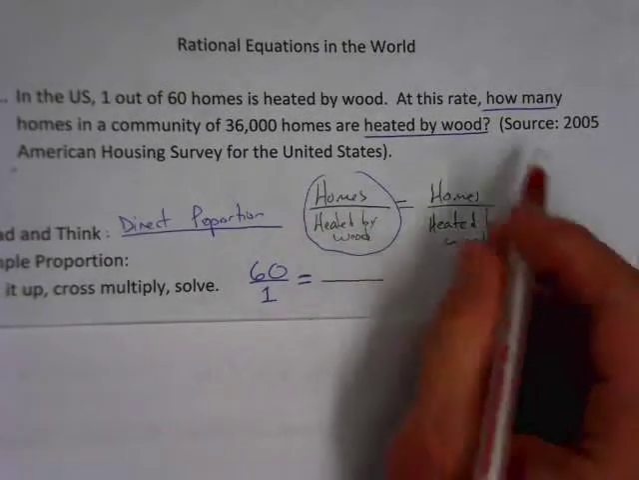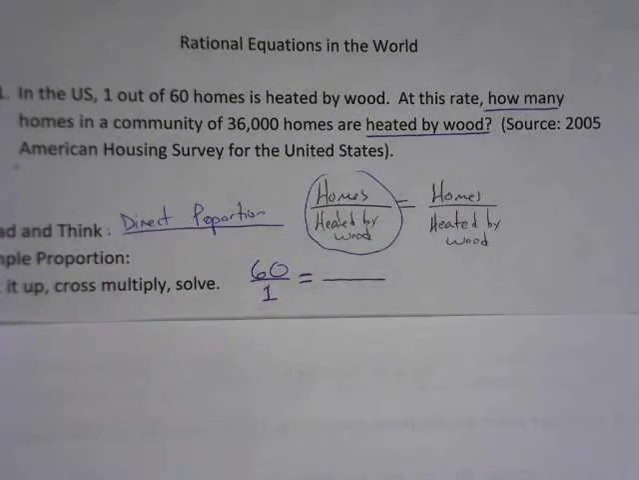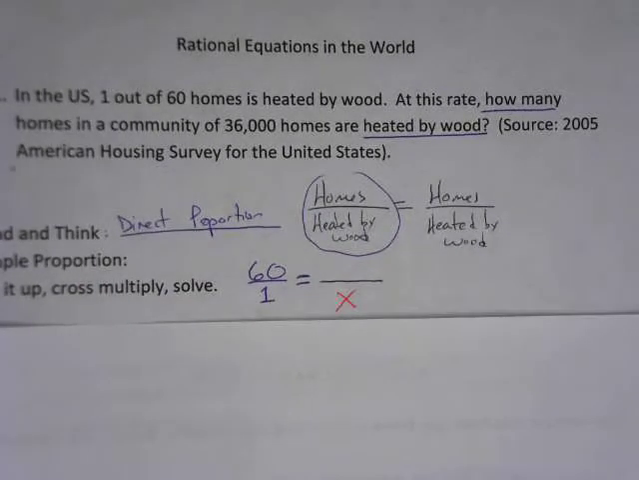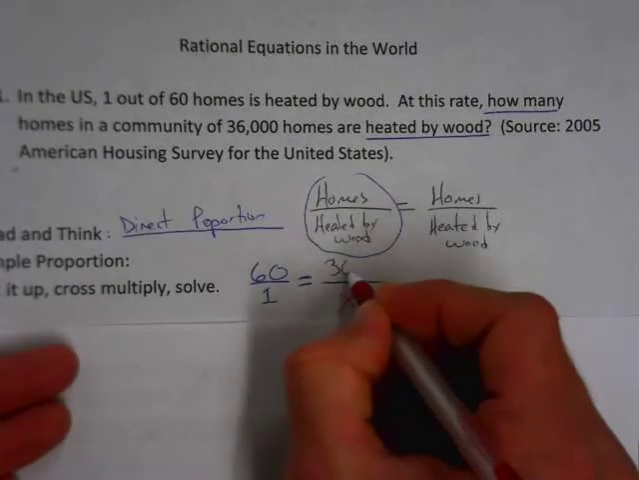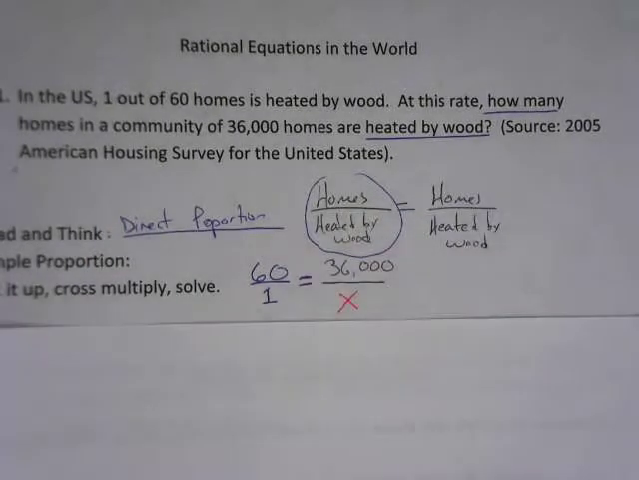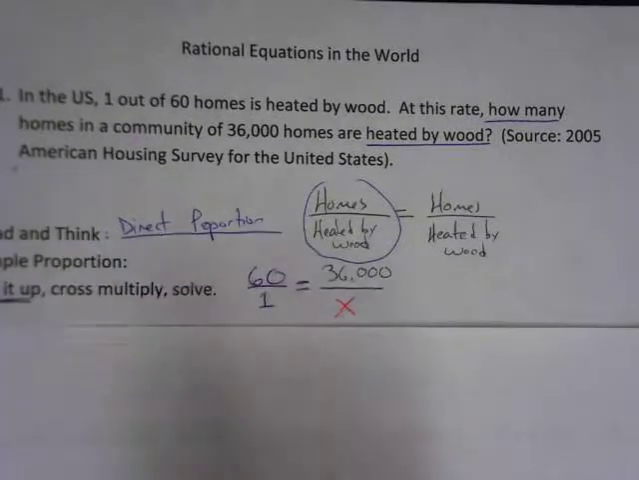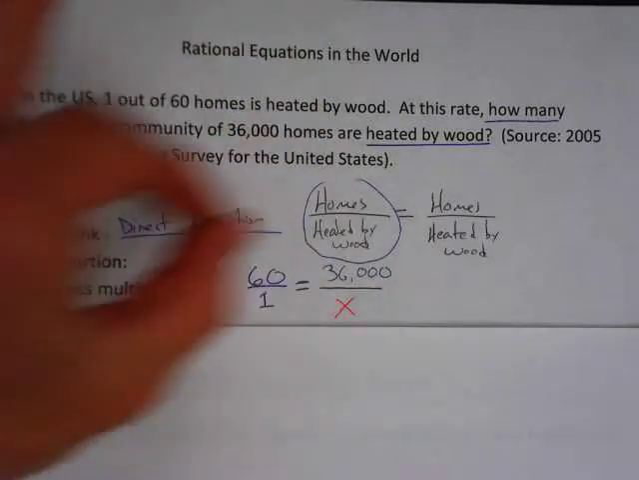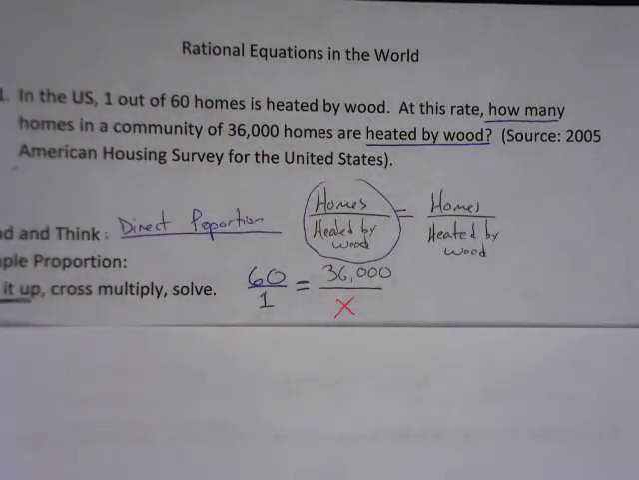So heated by wood is the question. Therefore, that is our variable. Ta-da! And we can set this proportion up. It's saying, well, out of 36,000 homes. So we have now set up our proportion. When I say set it up, that's what we've done. We go back to read, and we figure out where things belong, and now we're good, right?